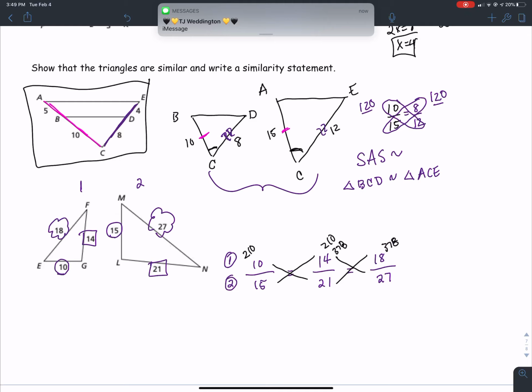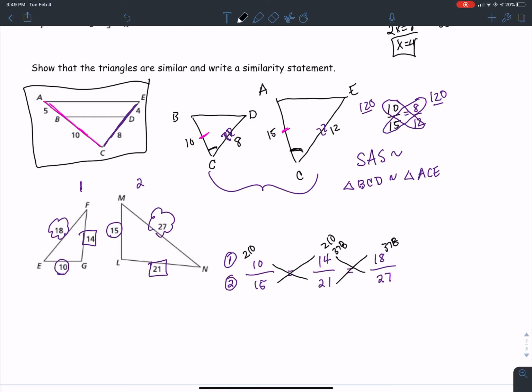Good. Then we're going to do the other ones. 27 times 10 is 270. And 15 times 18 is also 270. So they're similar by side-side-side. And I can say triangle FEG is similar to triangle MNL.